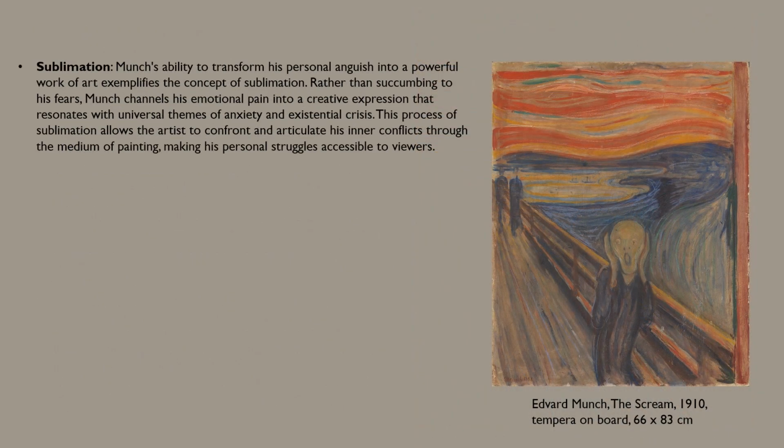Sublimation. Munch's ability to transform his personal anguish into a powerful work of art exemplifies the concept of sublimation. Rather than succumbing to his fears, Munch channels his emotional pain into a creative expression that resonates with universal themes of anxiety and existential crisis. This process of sublimation allows the artist to confront and articulate his inner conflicts through the medium of painting, making his personal struggles accessible to viewers.